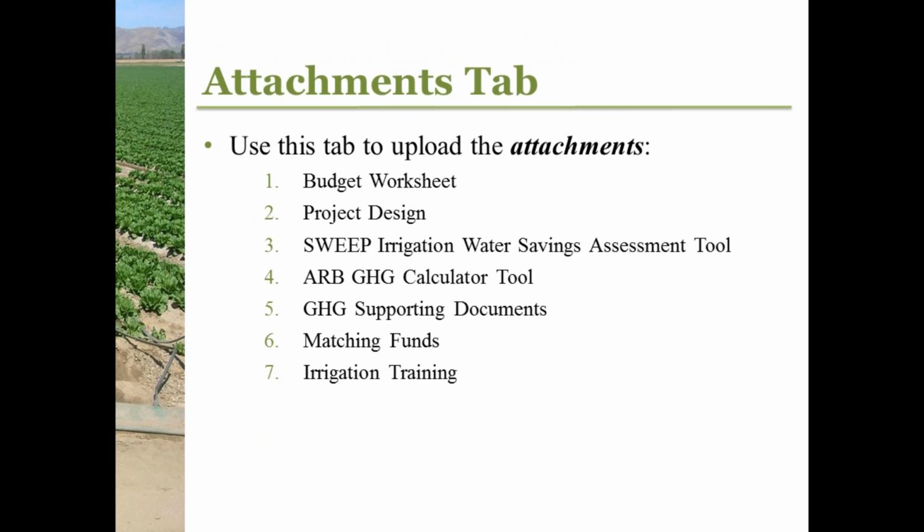Okay, so within the FAAST application, there's an attachment tab. And it's very important that we have the correct attachments included in the attachment tab of the FAAST application. So we're going to need your budget worksheet, a project design, your SWEEP irrigation water savings assessment tool, the ARB greenhouse gas calculator tool, the greenhouse gas supporting documentation, any commitment to matching funds, and then also that irrigation training course.